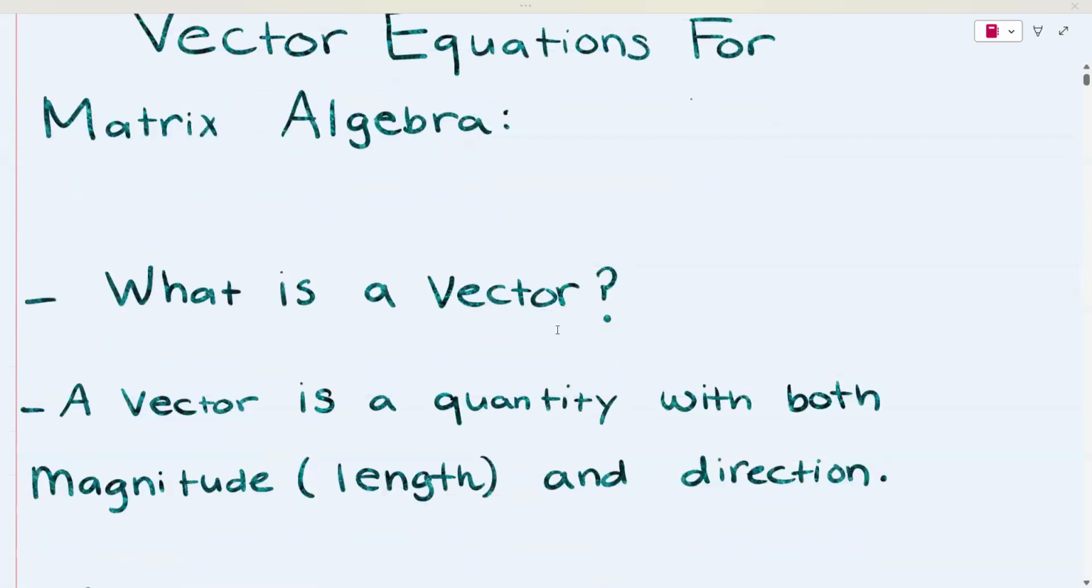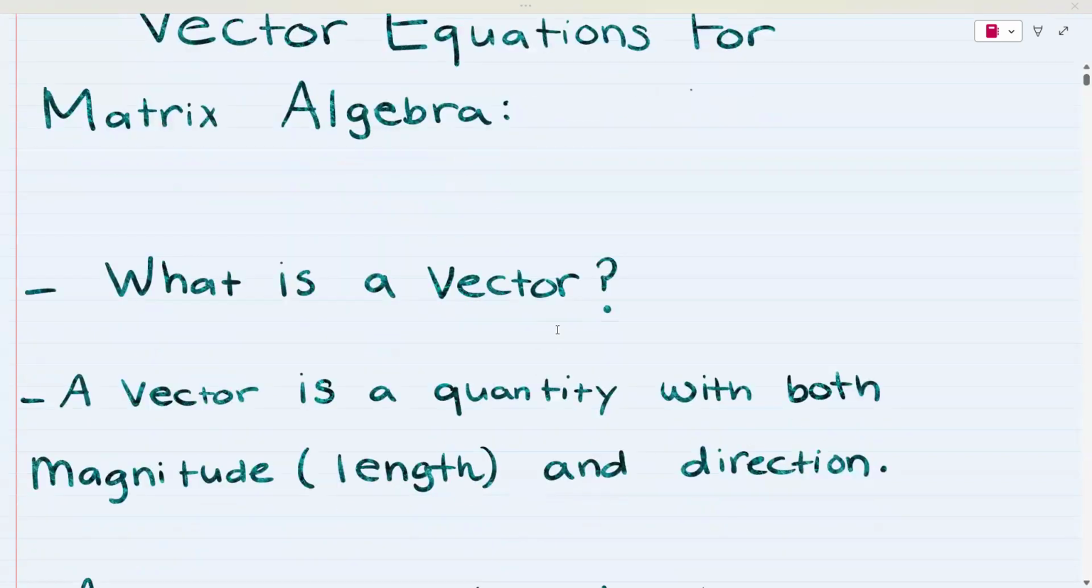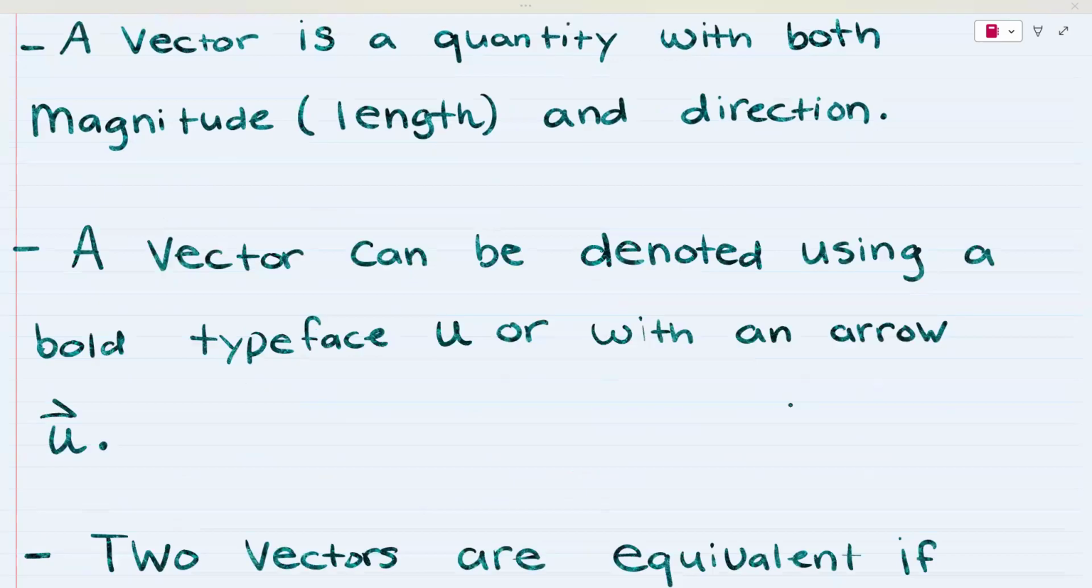So let's talk about what a vector is. A vector is a quantity with both magnitude, length, and direction. A vector can be denoted using a bold type U or with an arrow over the U. So you can write it like this, or you could just say U. I prefer this.